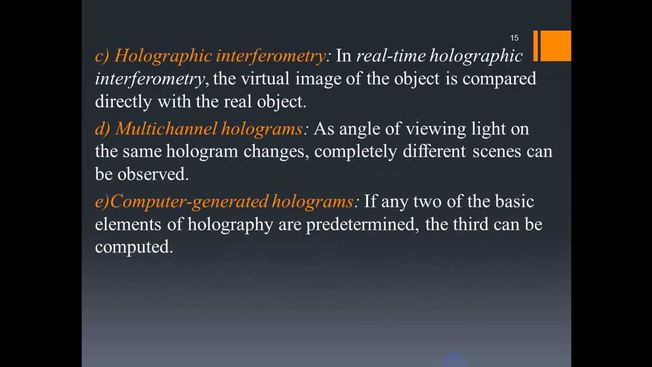Here, microscopic changes on an object can be quantitatively measured by making two exposures on a changing object. The two images interfere with each other and fringes can be seen on the object that reveal the vector displacement. In real-time holographic interferometry, the virtual image of the object is compared directly with the real object.